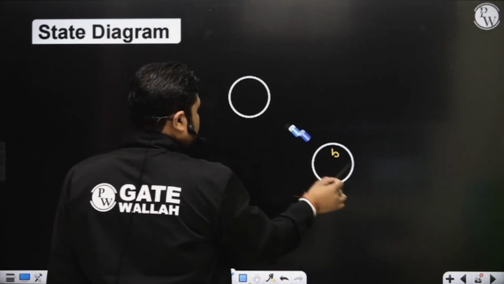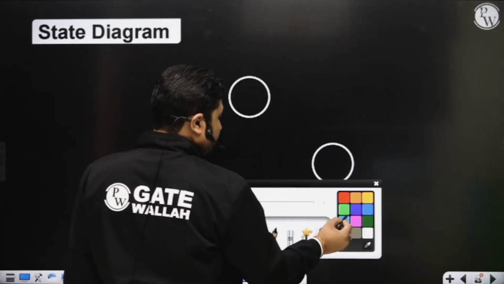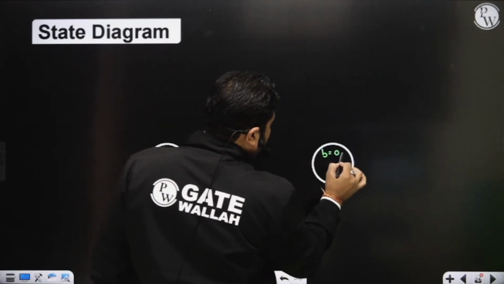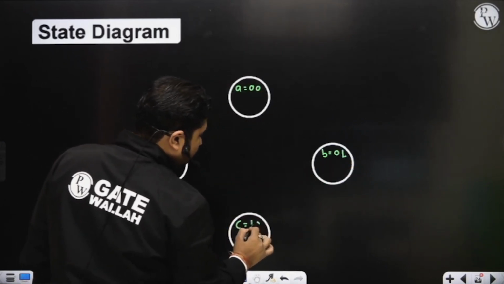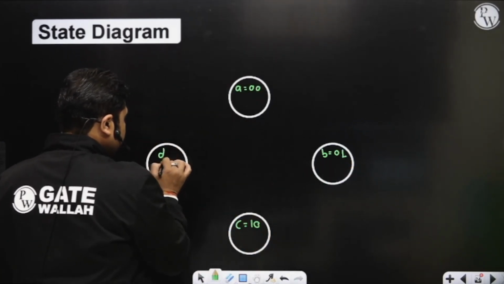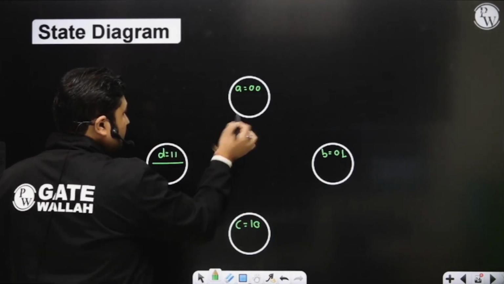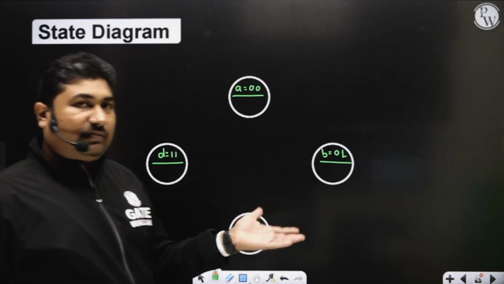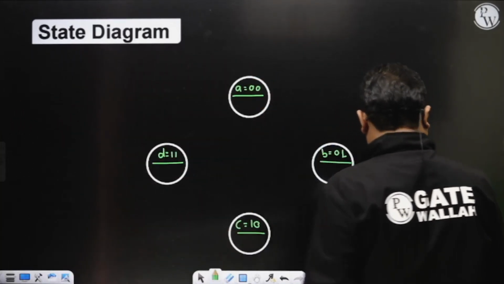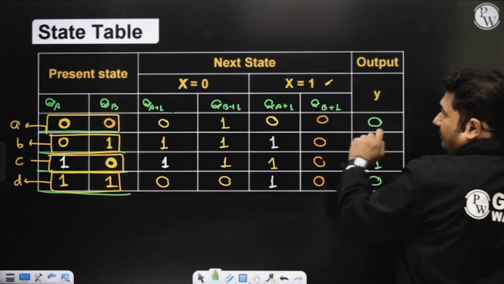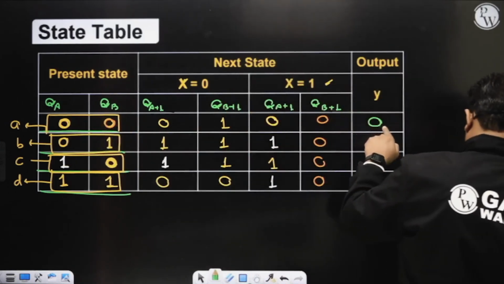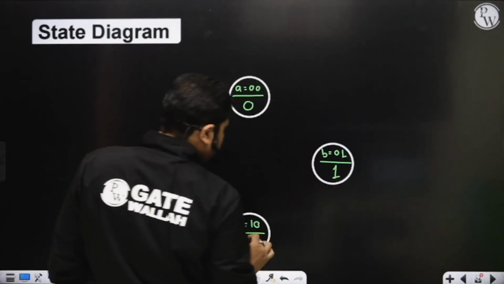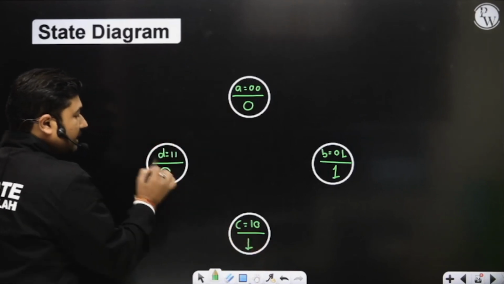Moreover, you may write these states as a as 0, 0, b as 0, 1, c as 1, 0, and d as 1, 1. So these are your present states. Output is a function of the present state only. For 0, 0 we are getting 0. For 0, 1 we are getting 1. For 1, 0 we are getting 1. For 1, 1 we are getting 0.